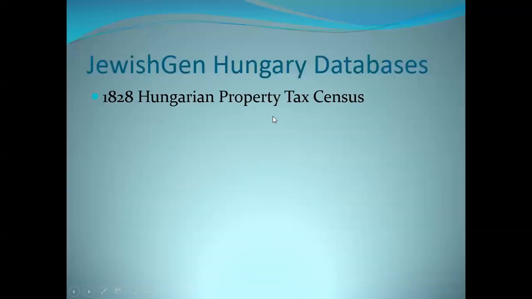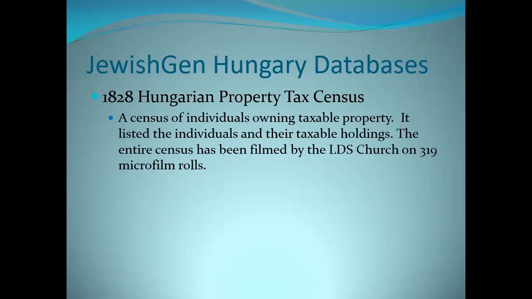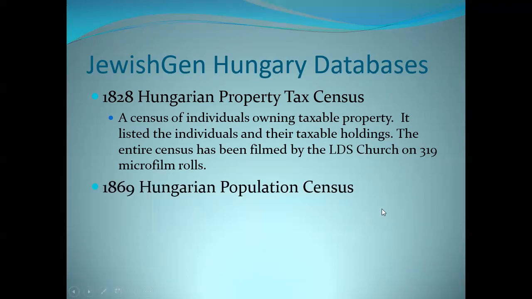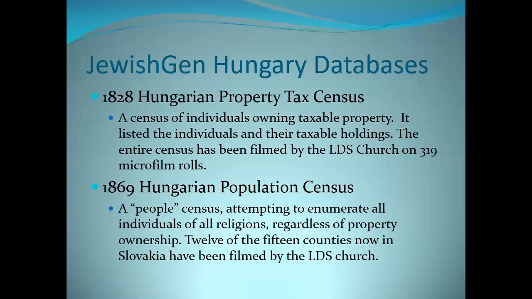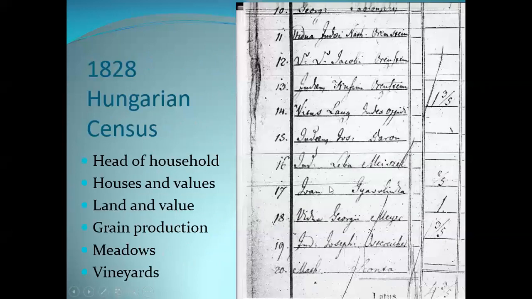So in the Hungary databases, there's the 1828 Hungarian property tax census that's been transcribed. So this was people owning taxable property. The entire census was filmed by the LDS Church. The 1869 population census was a census of everybody. So 12 of the 15 counties, at least as of the last information I have, were filmed by the LDS Church. So here's the 1828 census.